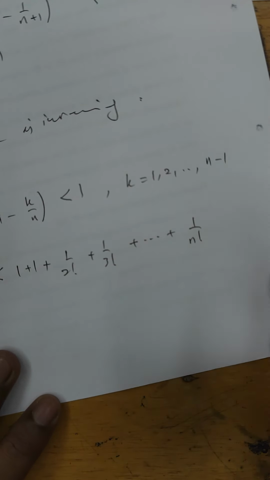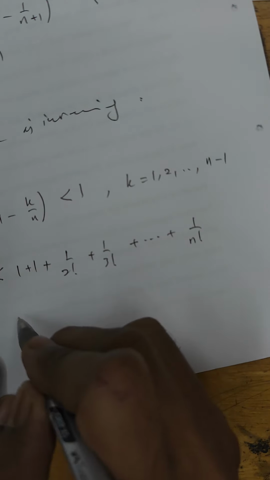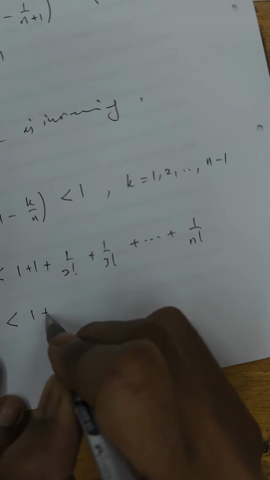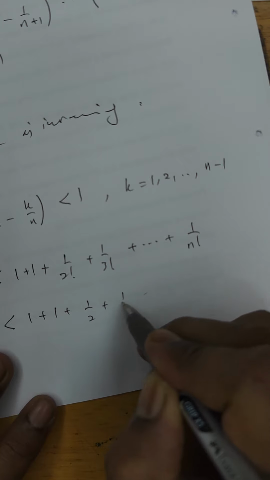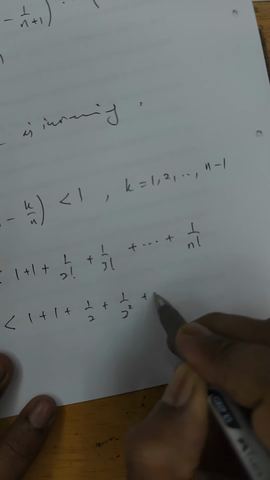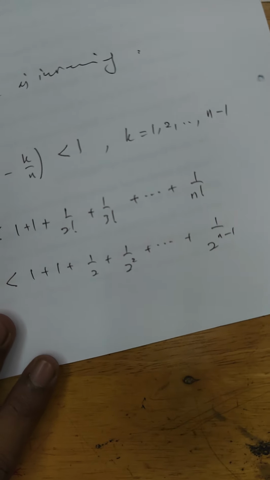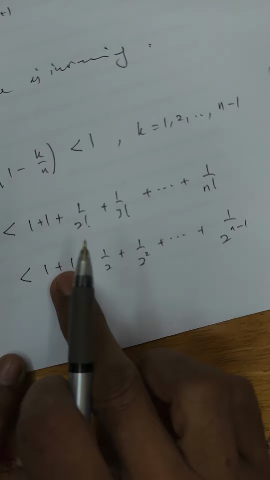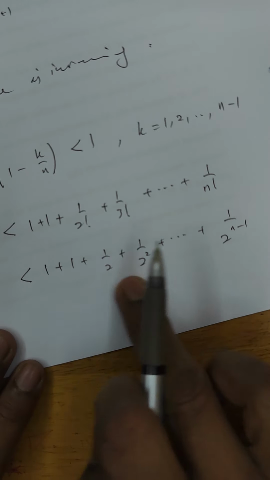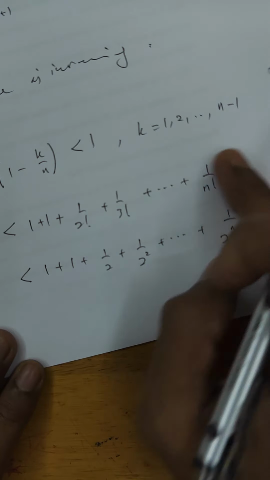And of course n factorial is greater than 2 to the n, so you put it down there, so it should be less than. So this is less than 1 plus 1 plus 1 over 2 plus 1 over 2 squared and so on, plus 1 over 2 to the n minus 1. So you can see here this is 1 plus 1 is 2, plus something less than 1. In fact, from here you can see this is less than 1.